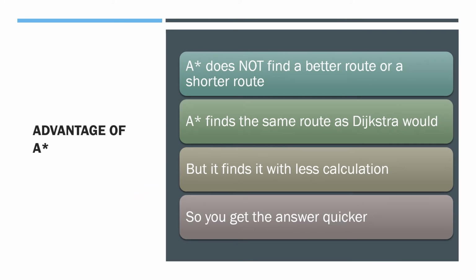So it's worth thinking here, what is the advantage of the A-star algorithm? The A-star algorithm does not find a better route than Dijkstra. It doesn't find a shorter route than Dijkstra. Both A-star and Dijkstra find the same route because there is a best route. If you were going from Nuneaton to London, there's a best way to do it. And it doesn't matter which algorithm you use, both algorithms would find the same route. But A-star finds the route with less calculation, so you get the result quicker. It's the same result, you just get it a bit more quickly.